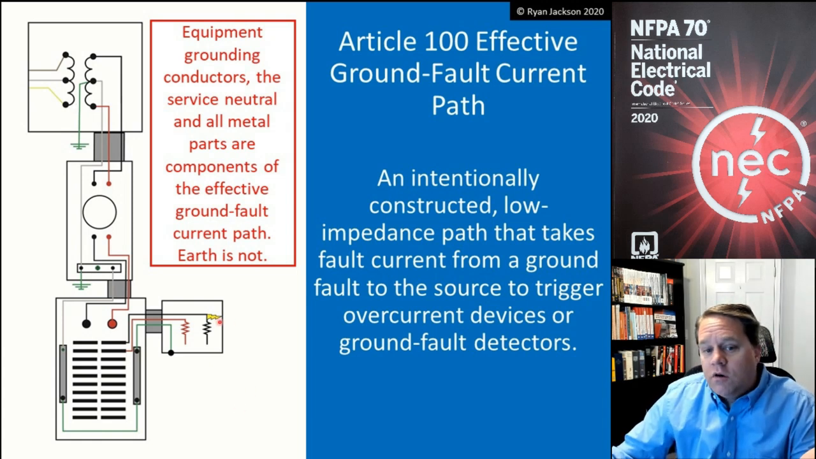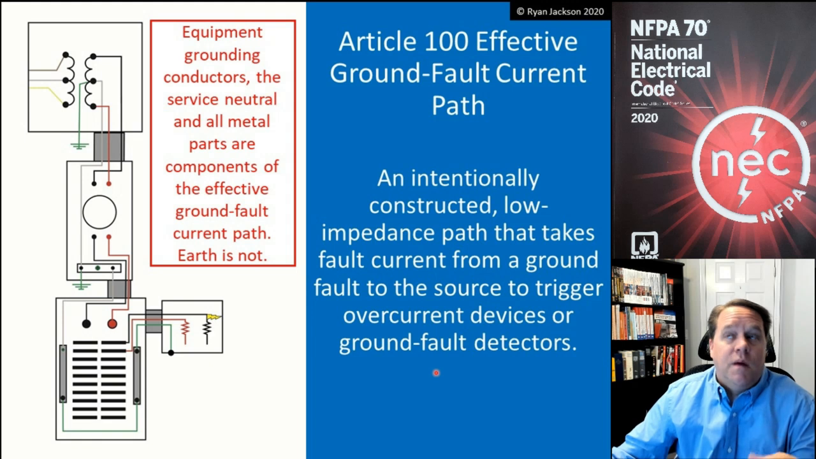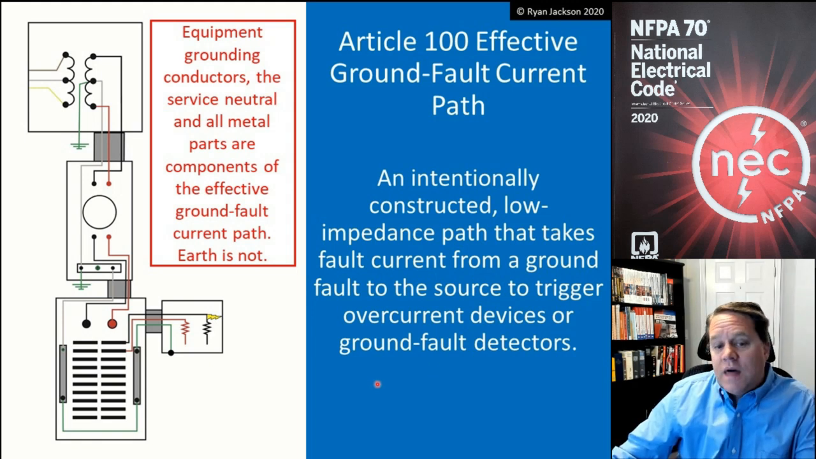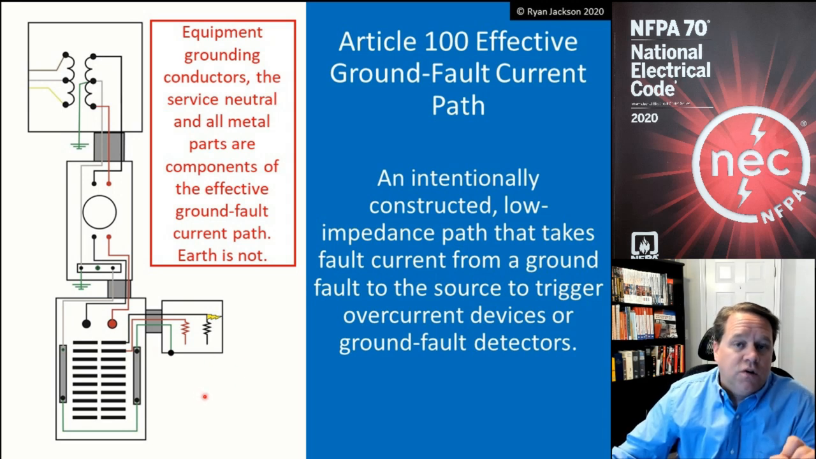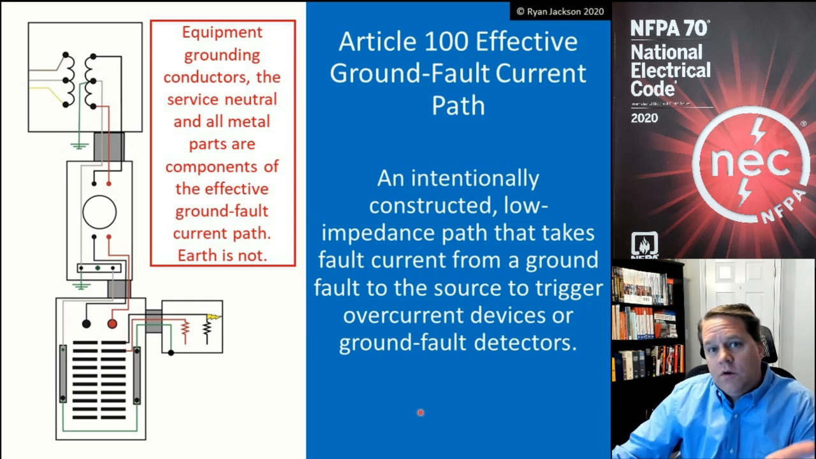So if this is a 120 volt fault, and let's say the impedance of the ground fault current path is maybe half of an ohm, then that would mean 240 amps of current is flowing. Now, is 240 amps going to trip a 20 amp breaker? Yes, very quickly. And that's what we're trying to do, right? We're trying to get the breaker or fuse to open very quickly to remove the dangerous voltage.